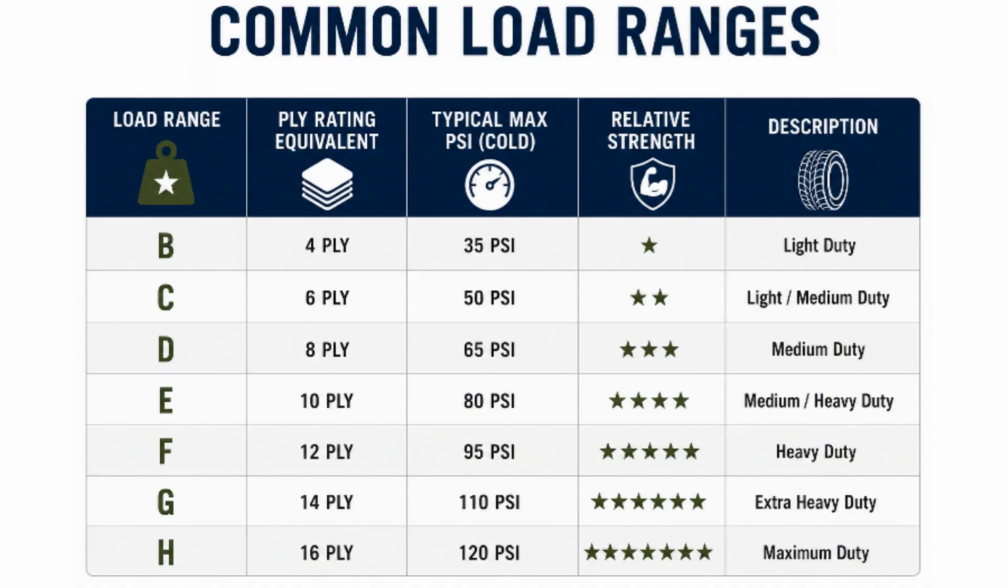For example, load range E is commonly associated with a 10-ply rating equivalent, a typical maximum pressure of about 80 psi, and medium to heavy duty applications. Higher classifications such as F, G, and H are intended for heavy, extra heavy, and maximum duty service with greater structural capability and higher pressure ratings.